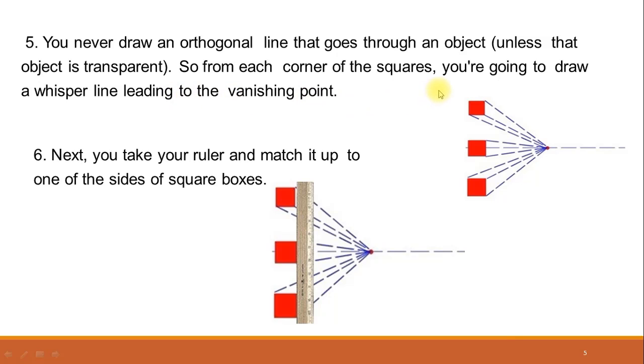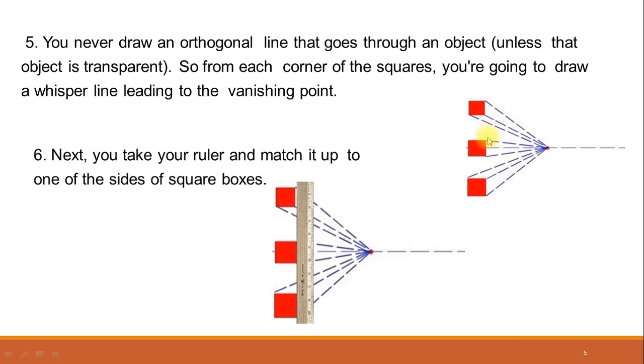Simple as that. Dear students, note that: draw a line from this corner and touch this vanishing point. Similarly, join this corner to the vanishing point, also join this corner to the vanishing point. These lines are called orthogonal lines. Why are these lines called orthogonal lines? Because the angle between this line and this corner is 90. That's why these lines are called orthogonal lines.